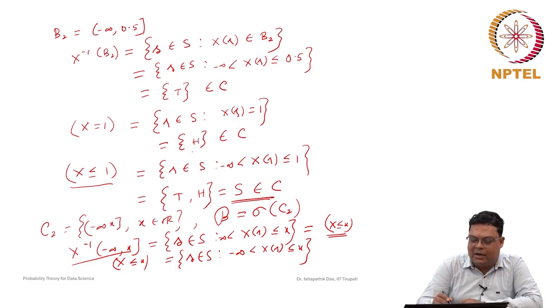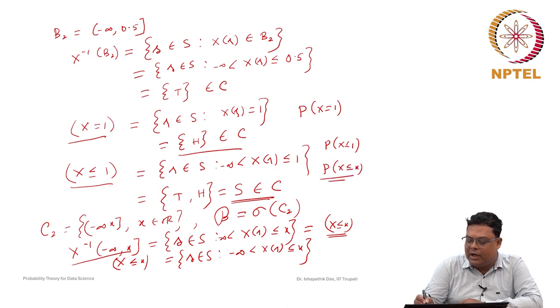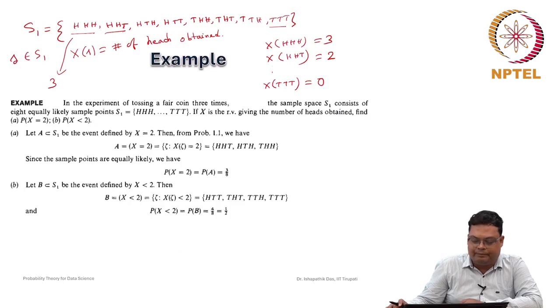Event means nothing but a subset of S that belongs to the sigma field C. So, it is also an event. Now, whenever it is an event, we defined the probability of an event. So, we can talk about the probability of this set. That means we can talk about probability of x equal to 1, probability of x less than or equal to 1. So, in general, probability of x less than or equal to x we can talk about, because it is an event.